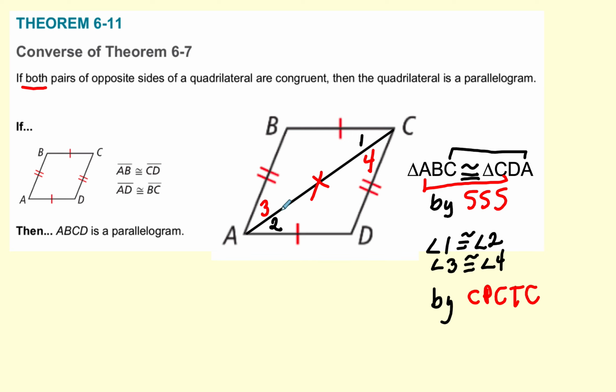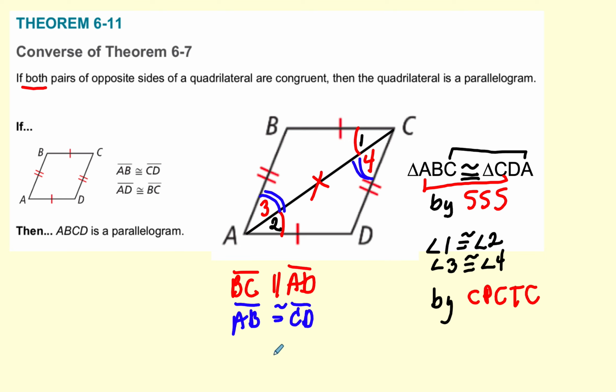Now, why is this important? Well, having angle 1 and angle 2 congruent, we have alternate interior angles. So therefore, we can say BC is parallel to AD. Let me change colors. And when we have angle 3 congruent to angle 4, we're going to be able to say that AB is congruent to CD.